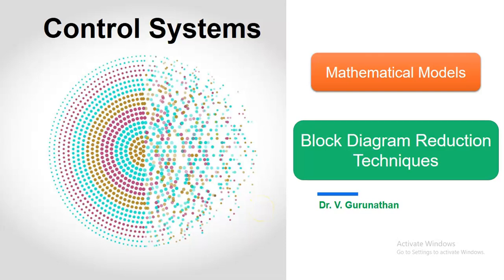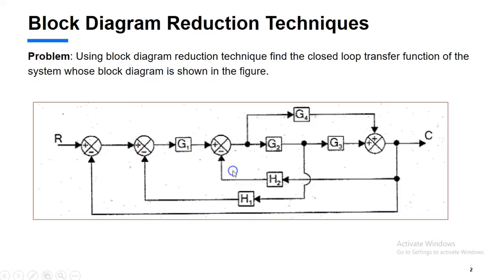Hi everyone, in this video we are going to discuss block diagram reduction technique with a problem. Using block diagram reduction technique, find the closed loop transfer function of the system whose block diagram is shown in the figure. So this is the given block diagram. You have to reduce this block diagram.